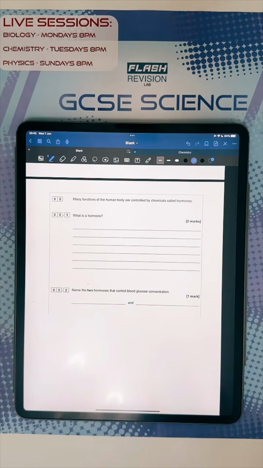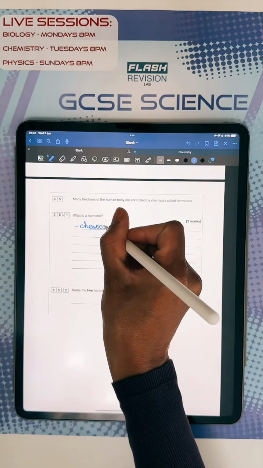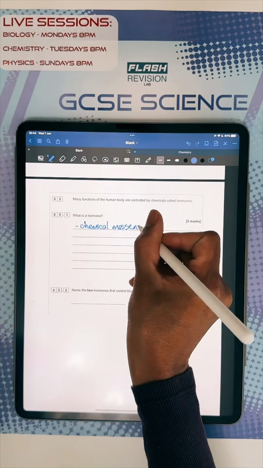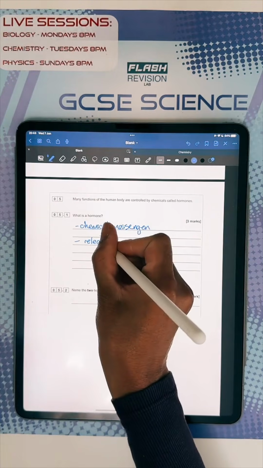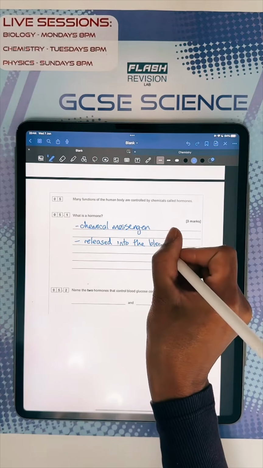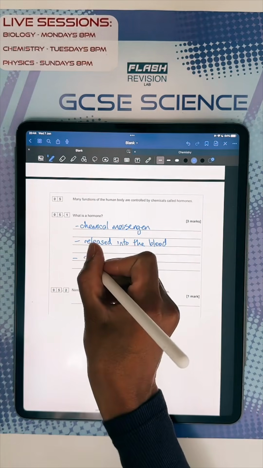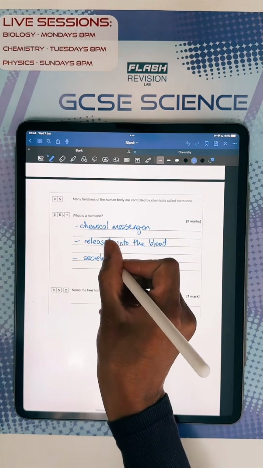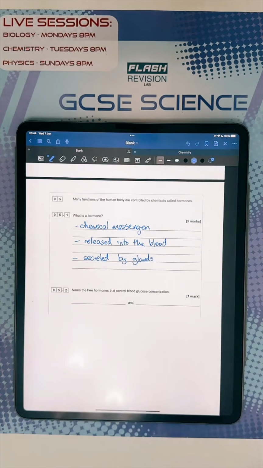Right, so we got a chemical messenger. Yes, 1 mark. Remember, this is a 3 mark question, so 1 mark for chemical messenger. 2 other marks. Released into the blood. Yep, that's a good one to say. And then a 3rd mark. Secreted by glands. Perfect. Secreted just means produced and released.